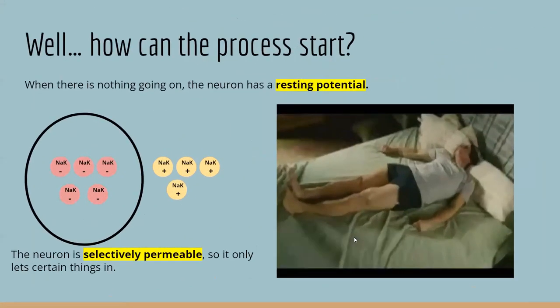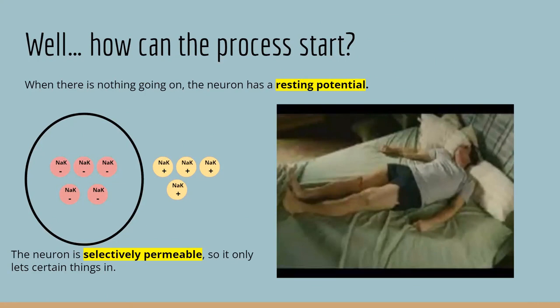Well, how can the process start? When there's nothing going on, the neuron has a resting potential. Whenever there's a resting potential, there's always more negatives than positives. And if you notice, the positives are outside, the negatives are inside. The neuron and these ions, they have Na and K. If you took chemistry, maybe you remember that that is sodium and potassium.